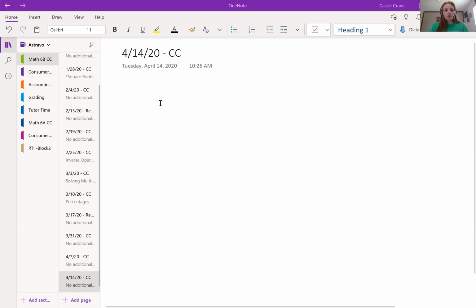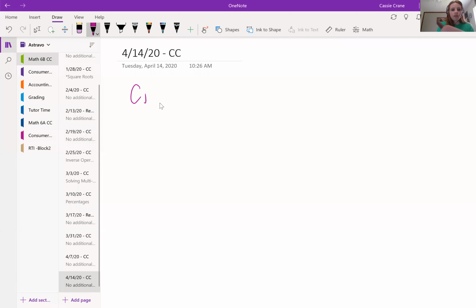So for circles, we're going to start with some formulas, but we have to introduce a term here that we haven't looked at in this class yet. We're going to be looking at the concept of this. Does anybody know what this symbol is? Yes, it is pi.